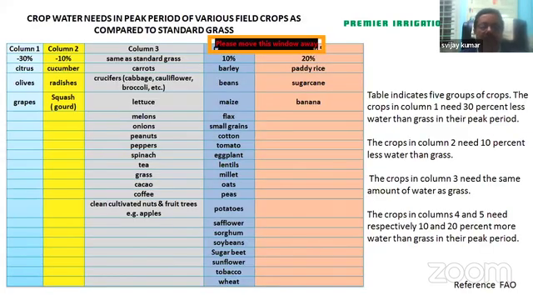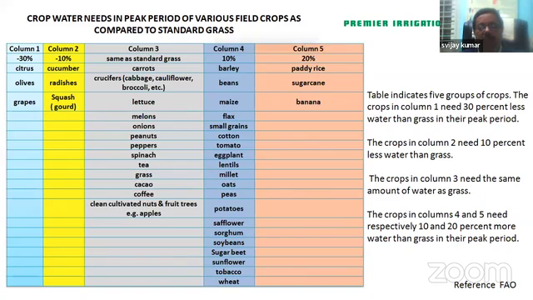Based on this, this is a wonderful classification given by FAO, which you have to read column wise. Now there are 5 columns over here. Column number 1 represents crops like citrus, olives, grapes, where the water requirement will be 30% lesser than the water required for the standard grass. Standard grass is my reference. Similarly, if I come to column 2, crops like cucumber, radishes, squash, etc. will have only 10% lower than the water required for a standard grass. Crops like carrots, crucifers, lettuce, melons, etc. will have water equal to the standard because the green coverage is fully there.